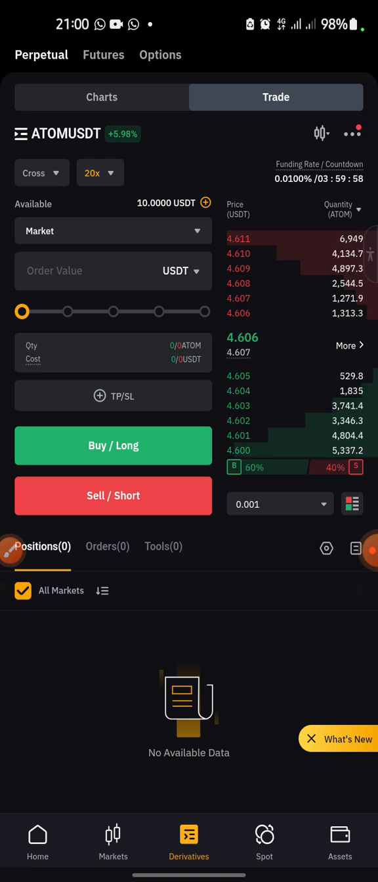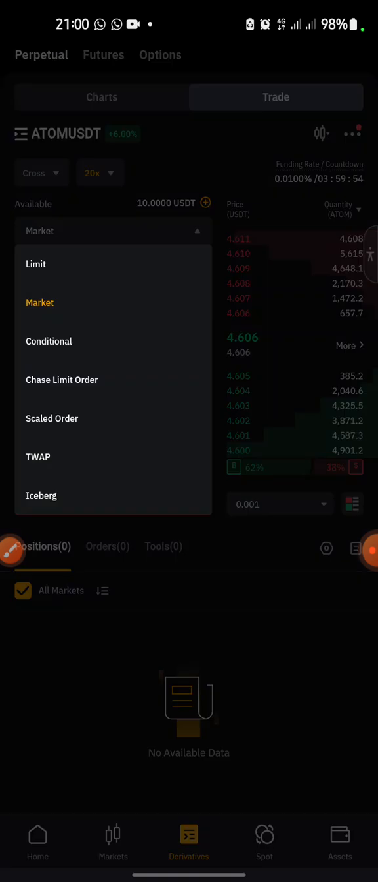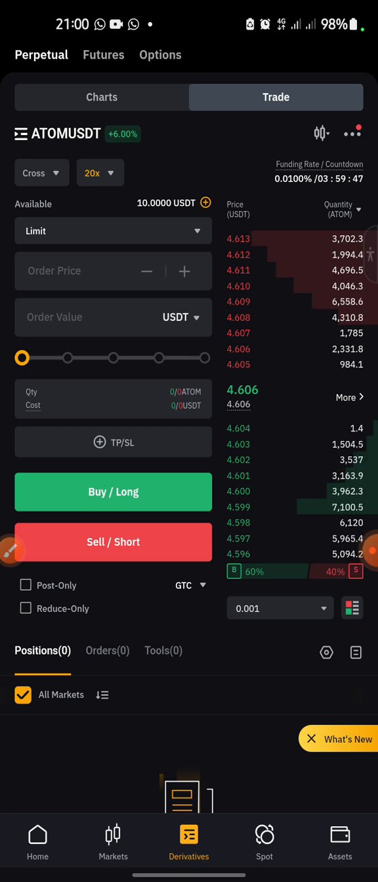Then the way it works now, we're done with markets. So we'll click the drop down. Then just to show you guys how limit works, we click on limit. This is what limit looks like. We have the limit up here, we have order price, and we have order value. This is ATOM/USDT.